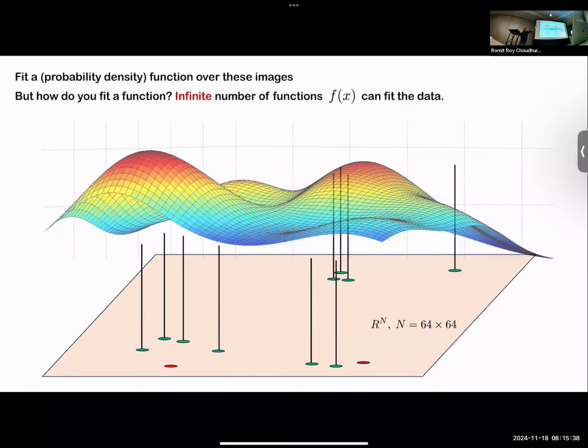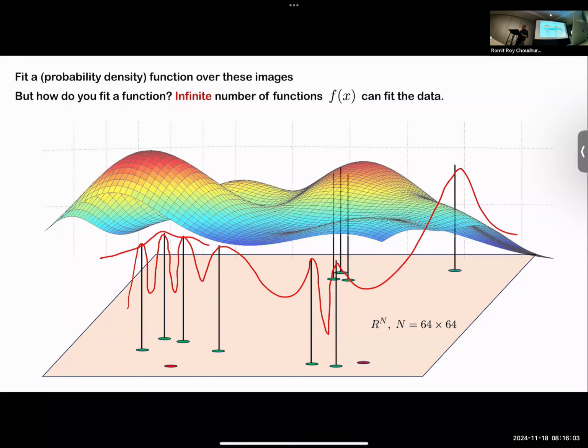You can see that there are an infinite number of functions that you can fit to those points, right? I give you a bunch of points. I give you a bunch of poles on this floor, and I say fit a distribution. So I can fit many distributions. I can do something that looks like this. This is fitting a distribution. I can do something that looks like that. That is fitting a distribution. Whatever you ask me, I fit a function. So there are an infinite number of functions that fit those sets of points. How do you know what is the right one?